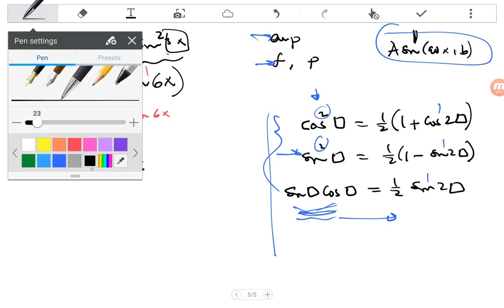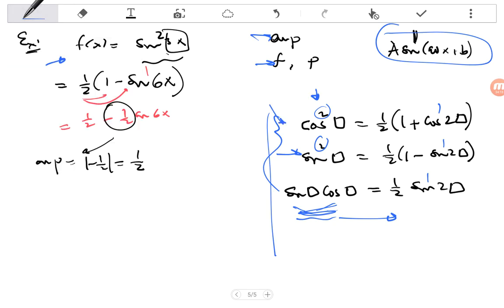As you notice, if someone didn't apply these rules, he will just take it as 1. No, this is a wrong answer. 1 is a wrong answer. So the amplitude in this case will be just half.